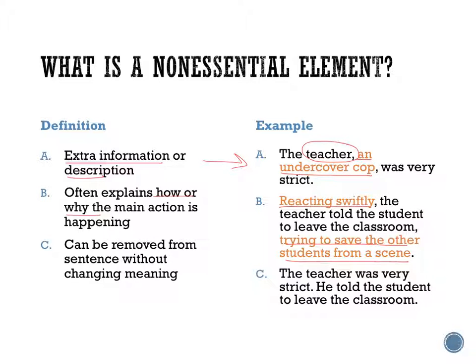The other thing to keep in mind for non-essential elements is that they can be removed from a sentence without changing meaning. So for example, if we look at those previous 2 sentences, we could just say the teacher was very strict. He told the student to leave the classroom. But we don't get the whys, we don't get the extra information about the teacher to help us envision how that might have gone down. So you can see that these non-essential elements really help us as writers paint a much stronger picture of what is occurring with our writing.